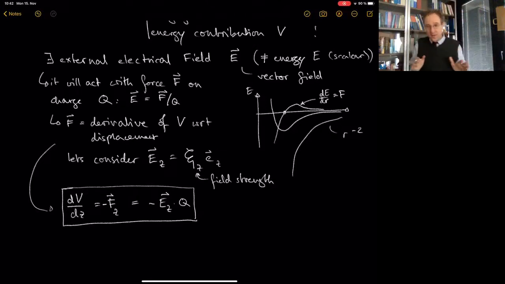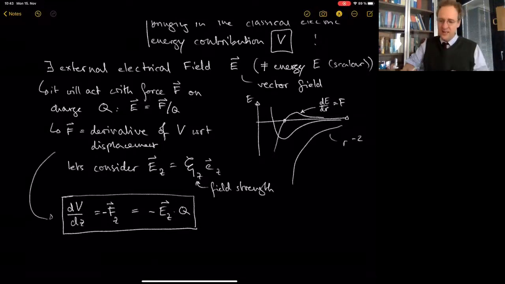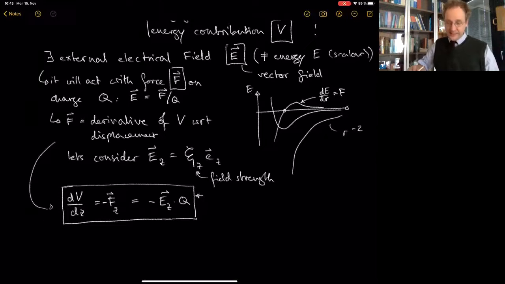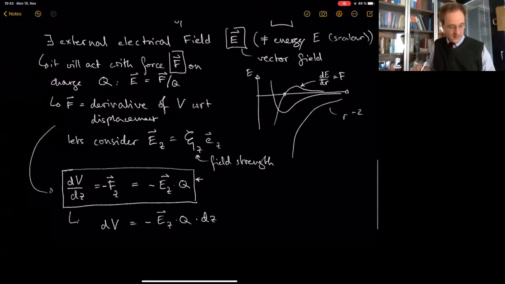So we have now three quantities, which previously were maybe not that clear to you. You have the electrical energy V, you have the electrical field E, and you have the electrical force F. And in this last box, you see them all related to each other. Now this is just a derivative, so we can write it as a differential just as well. This means dV equals minus E_Z times Q times dZ. Nothing fancy here.